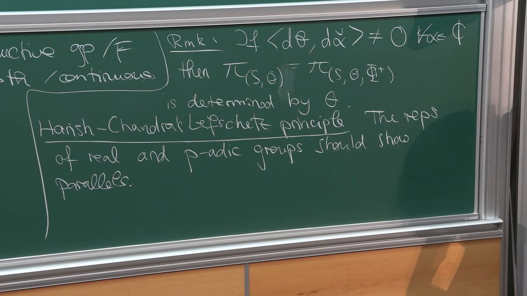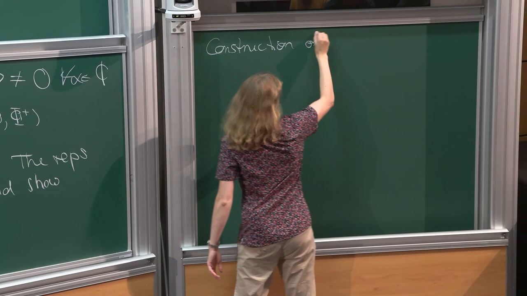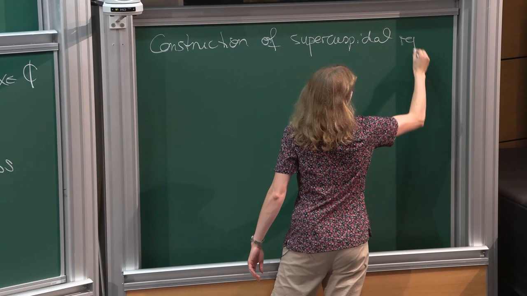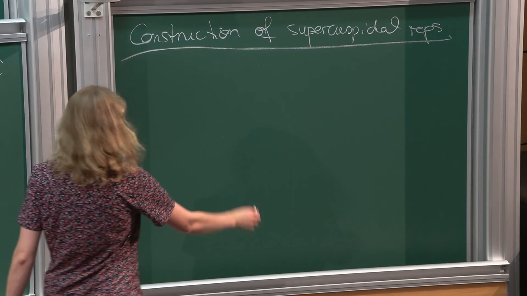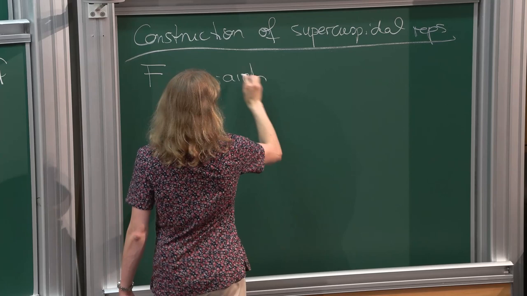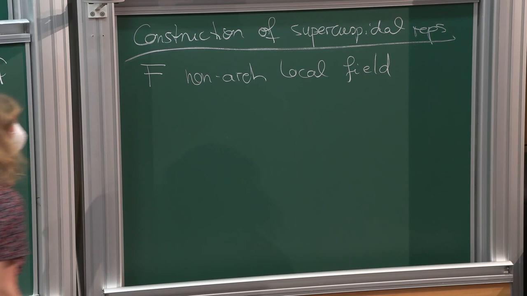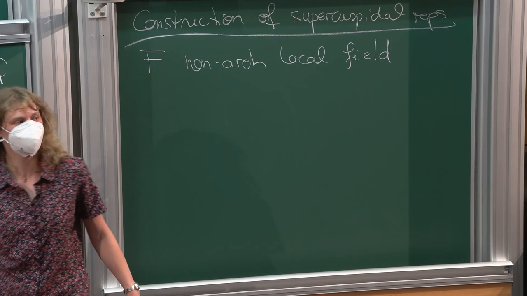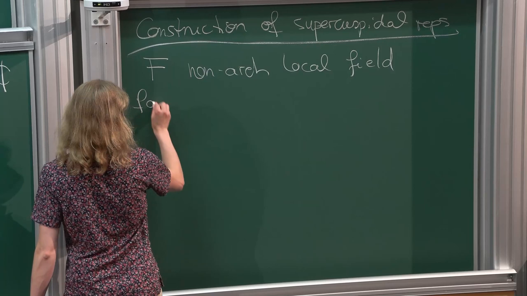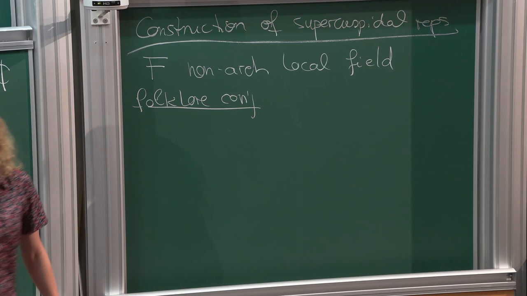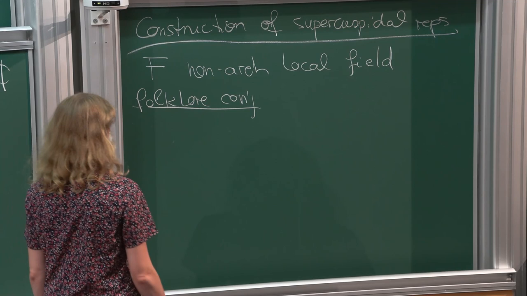So, construction of supercuspidal representations. And for that, I want to go to the slightly more general setting that F is now a non-Archimedean local field. That's the setting I want to work in. And there's a folklore conjecture. As I said, these supercuspidal representations are very mysterious. At Corvallis, we didn't know really how to write them down. But there's a folklore conjecture that they are all of the following shape.